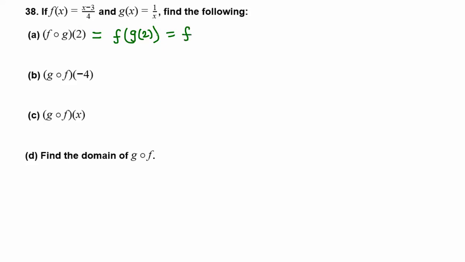So f of g(2). Here the g function, g(x), is 1 over x. So g(2) is 1 over 2. So f of 1/2. Now evaluate the function at 1/2. Simply replace x by 1/2. So (1/2 minus 3) over 4.